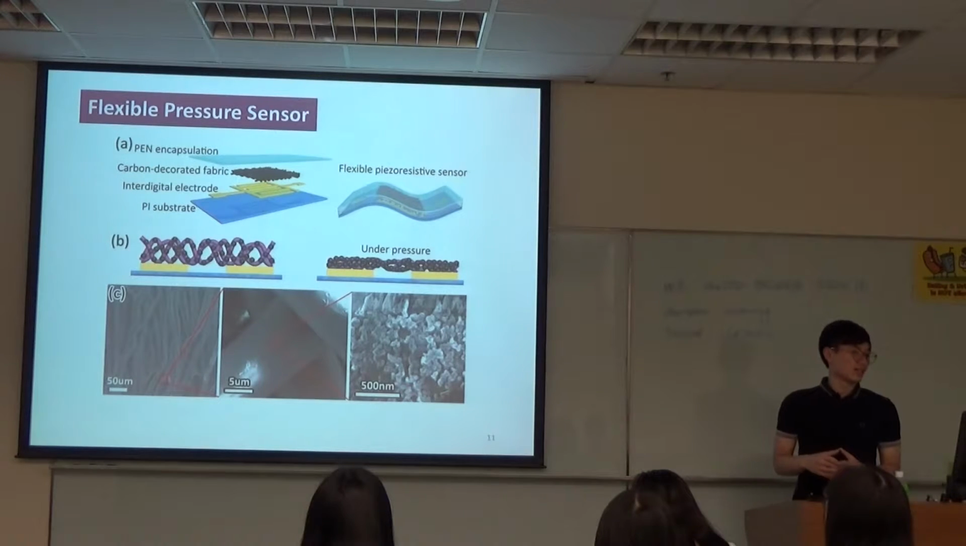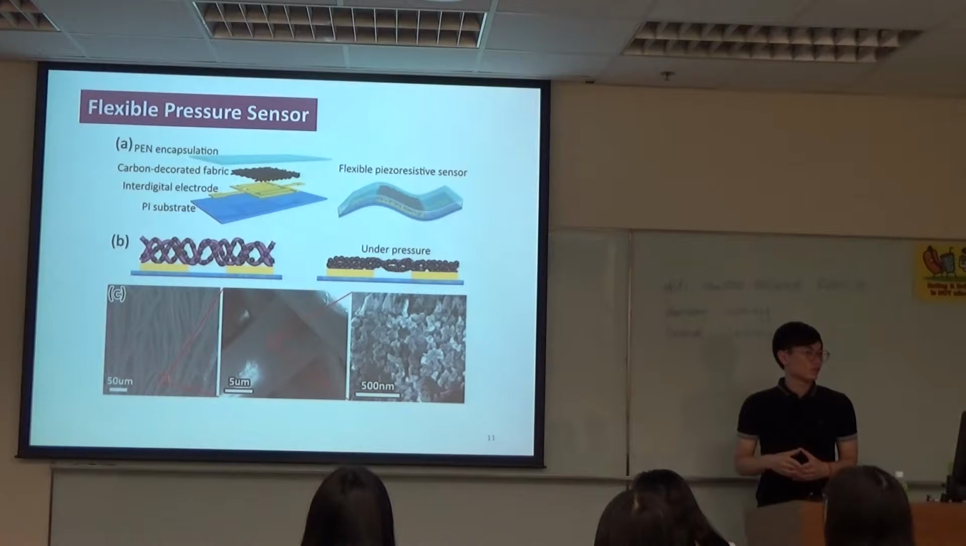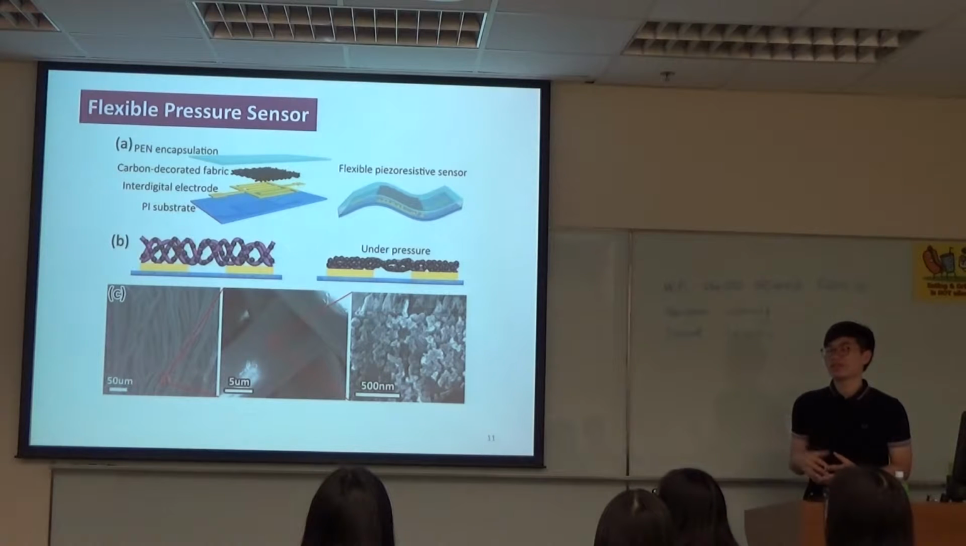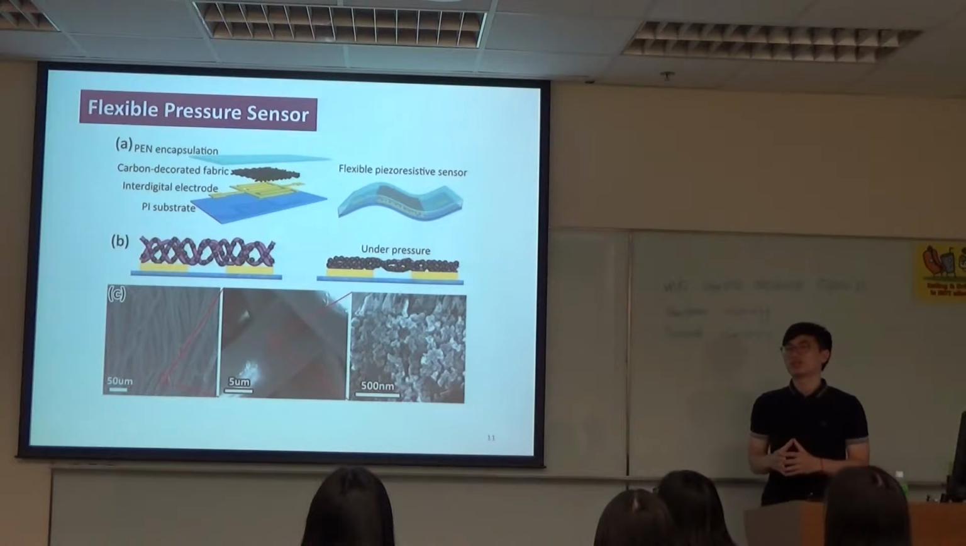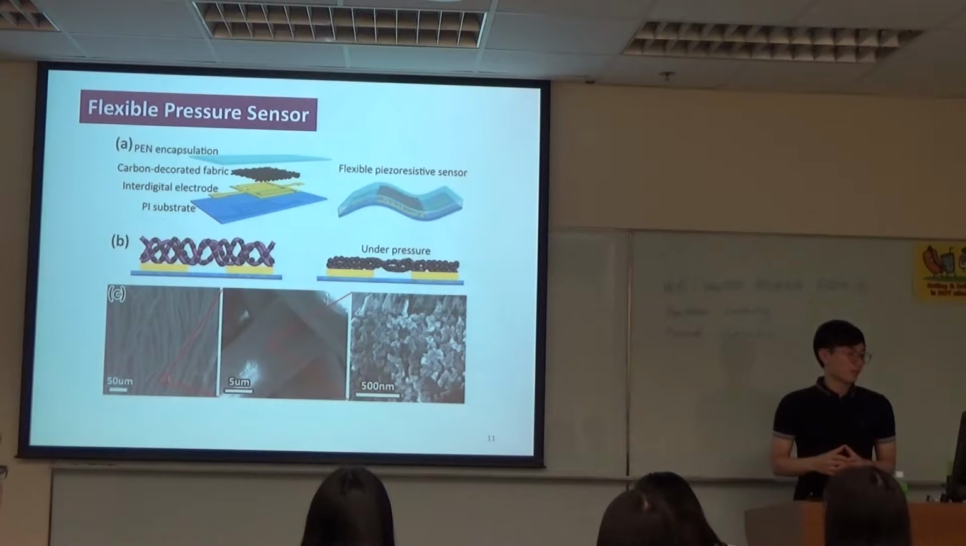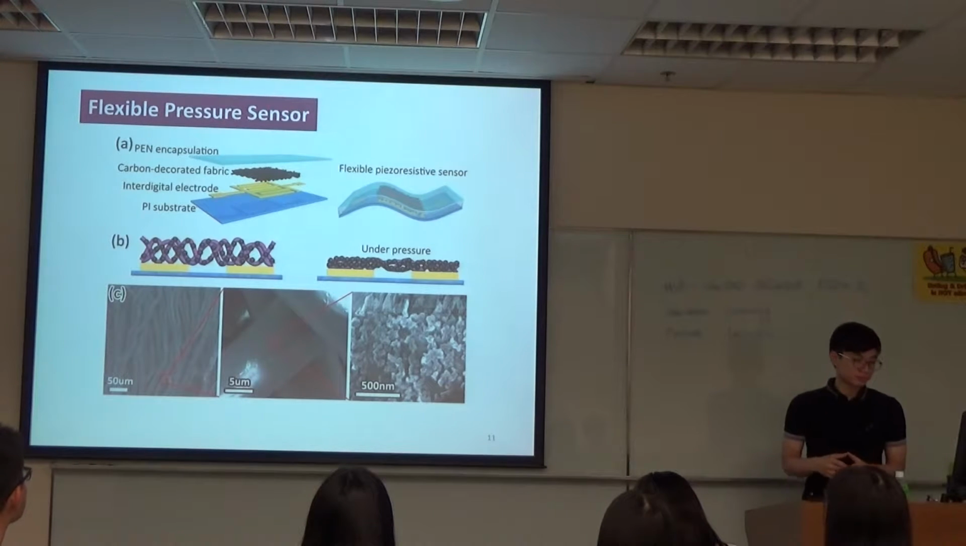The second is the electrode. We use the interdigital design to reduce the contact impedance. And the third, the most important one, is the carbon decorated fabric, or we just call it FC, which is the material used for this pressure sensor, and the PEM for encapsulation.